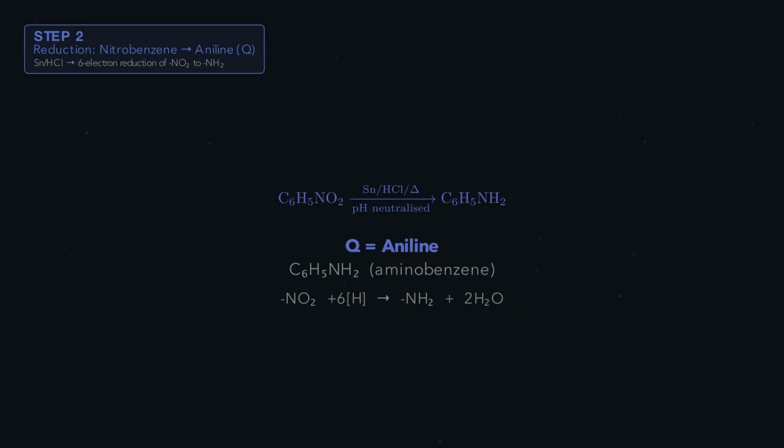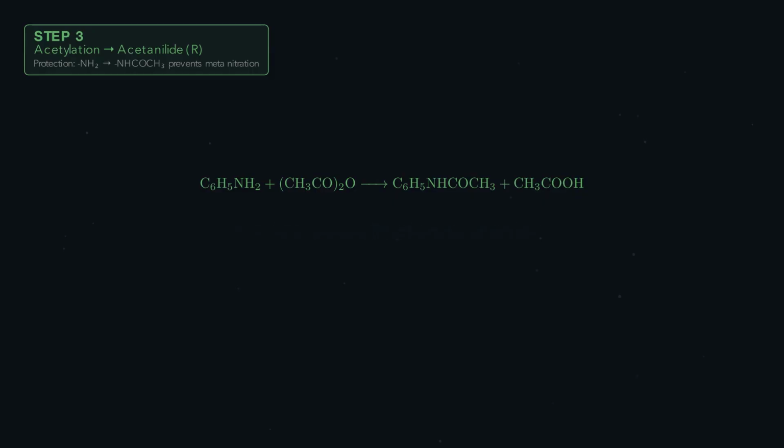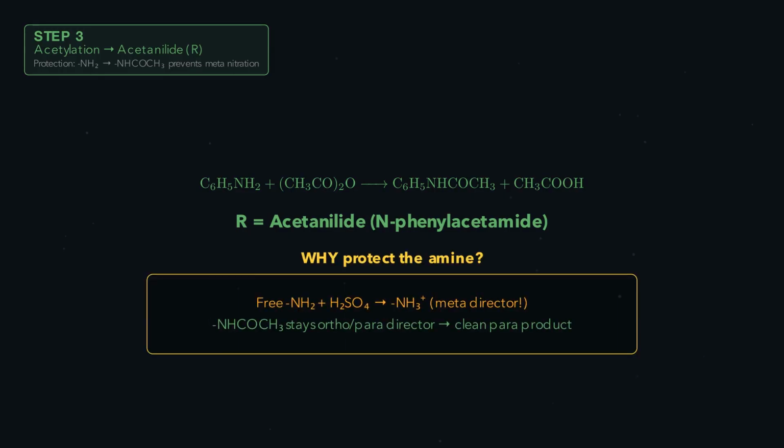Tin in hydrochloric acid at heat reduces that nitro group, all the way down to an amine. After neutralizing the pH, the nitrogen is now a free amino group. Product Q is aniline, aminobenzene. Now let's move on to the next step, the acetylation to form acetanilide.